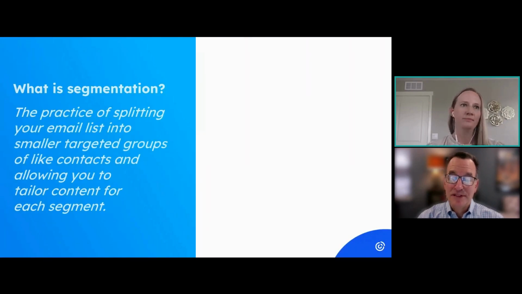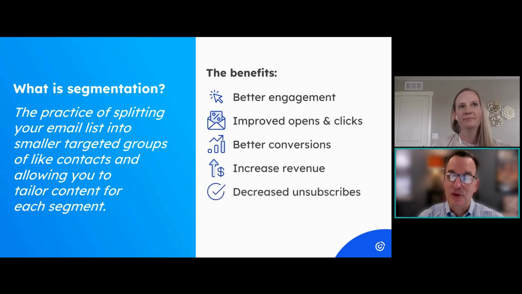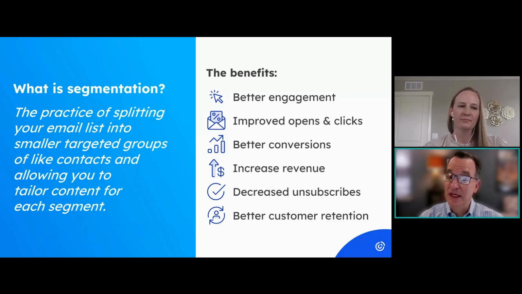It is important because everybody wants to be talked to as if they were the most important person in the room. In other words, segmenting is the practice of splitting your email list into smaller targeted groups that have something in common, which allows you to send them content that speaks to their needs or their requirements.